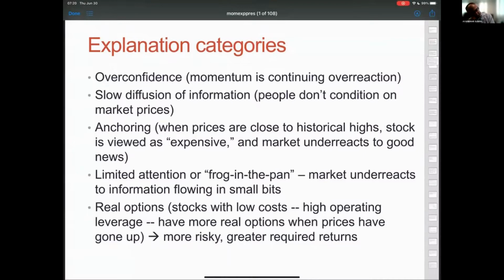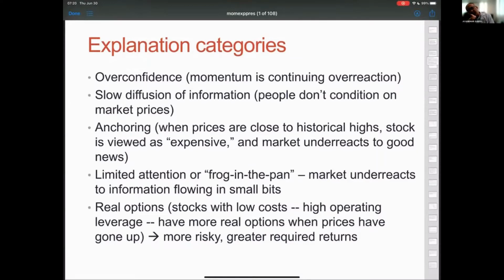Explanation number 3 is based on a psychological bias called anchoring. And anchoring refers to the fact that people condition on irrelevant information to form judgments. And the idea used in this explanation is that when prices are close to historical highs, say 52-week high, right, then people think the stock's too expensive and the market underreacts to good news because people say the price is already very high, it can't go up anymore. So when good news comes out, people underreact to it, okay? That leads to momentum. All right, so that's number 3.